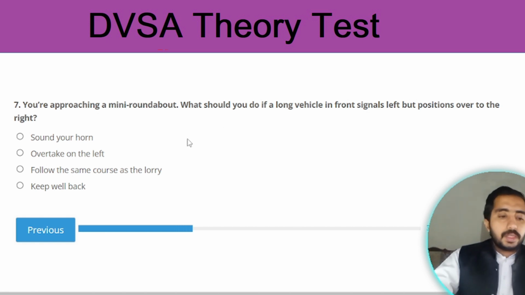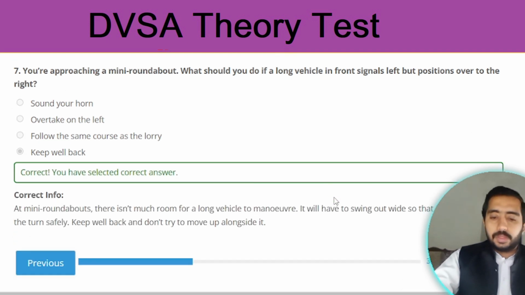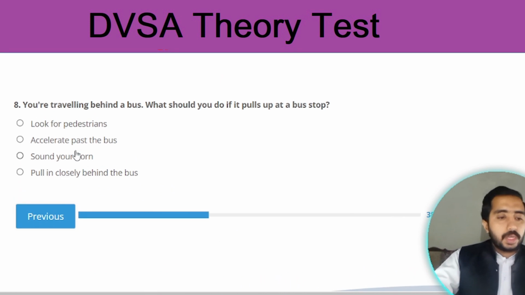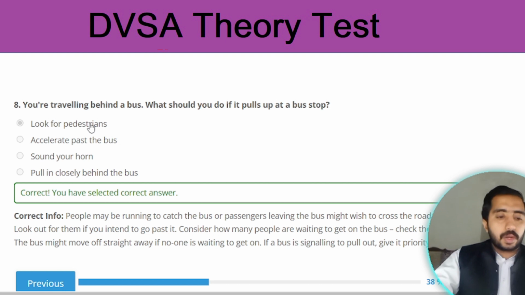The correct answer is you need to keep well back. Option D is the correct one. Next question. Question number 8. You are traveling behind a bus. What should you do if it pulls up to the bus stop? The correct answer is look for pedestrians. Option A is the correct one.